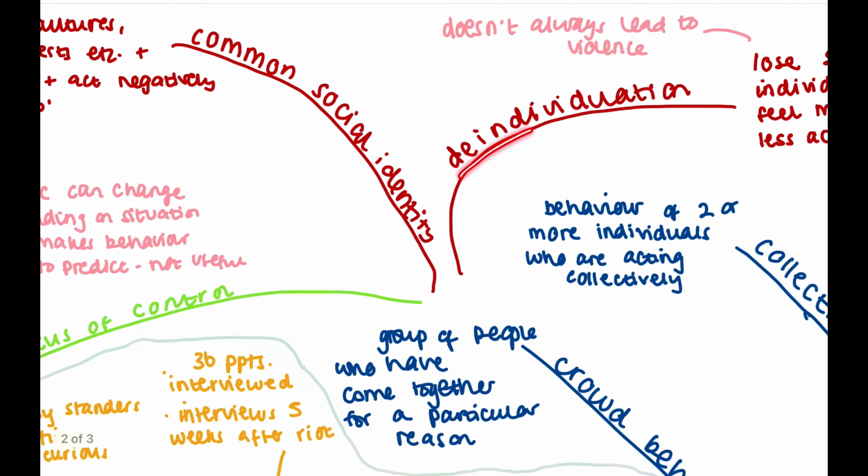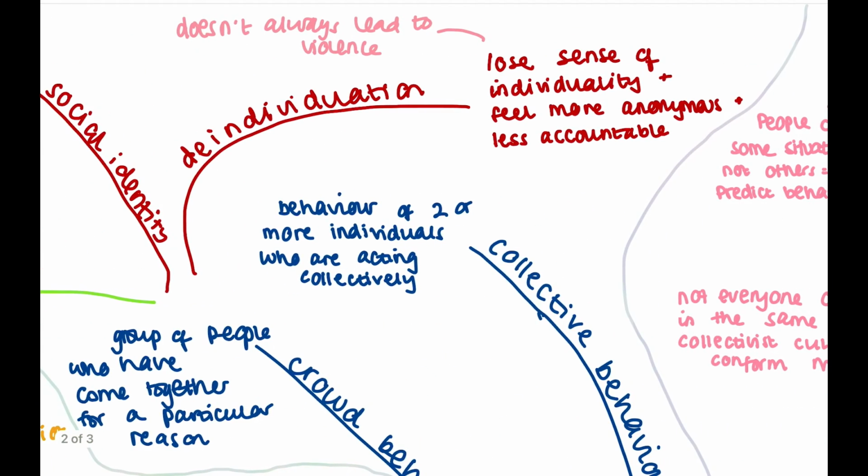Related to that is de-individuation. De-individuation is the idea that you lose your sense of individuality when you're in a group. So you feel more anonymous and less accountable for your actions. For example, if you're involved in a riot as part of a big group, you think there's lots of us here, I won't be identified, I'm a small part of a large group, then you might start behaving in ways that you wouldn't normally act because you don't think you'll get caught because you are part of this much larger group.